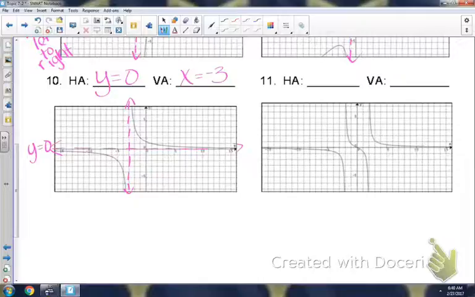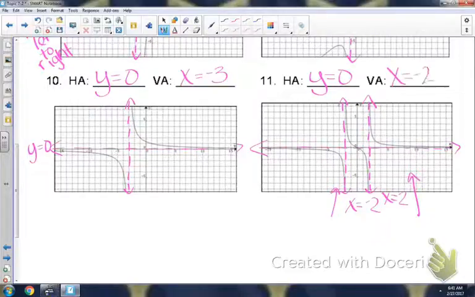Okay, so notice on 11 that there are 3 different parts on this one. If that's the case, I want you to look at the left one and then the right one. They will be approaching the same horizontal line, which is y equals 0. Then, if there are 3 different parts, that means you have 2 different vertical asymptotes. Reading it from left to right, it's approaching that vertical line at x equals -2, and then +2. So x equals -2 and x equals +2.